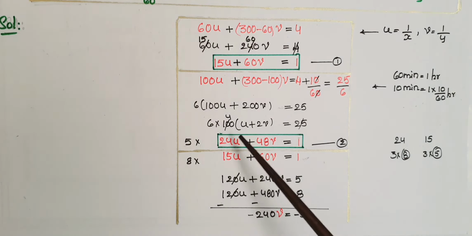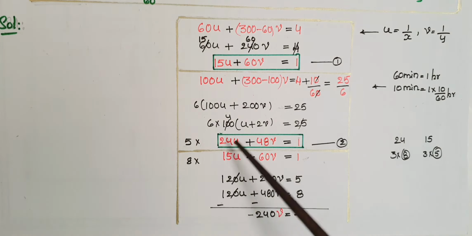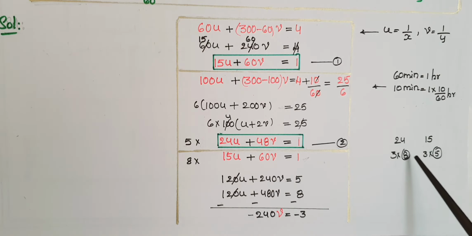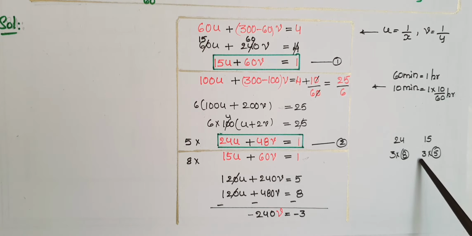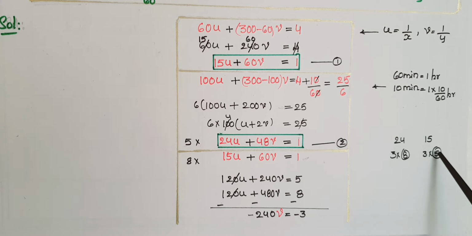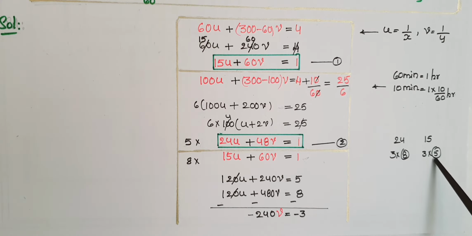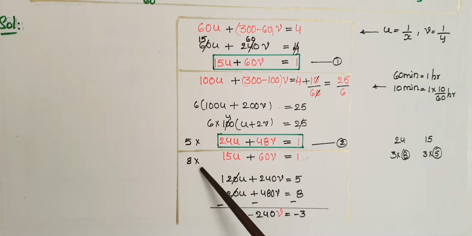And here there is no common constant, so you have to take these two values 24 and 15 and see the common factors. 3 is the common factor, and 3 8s are 24 and 3 5s are 15. So you can take out 3 and you can multiply 5 with this equation and 8 with this equation.